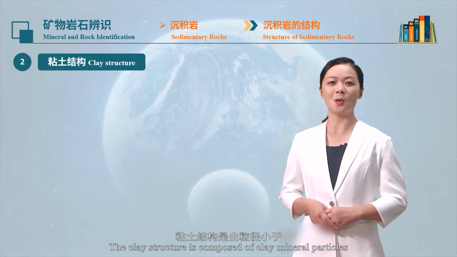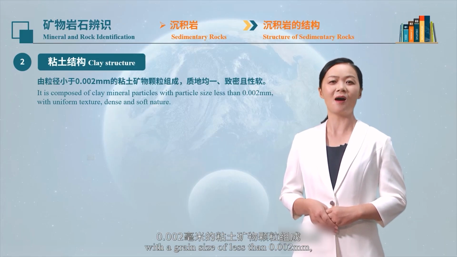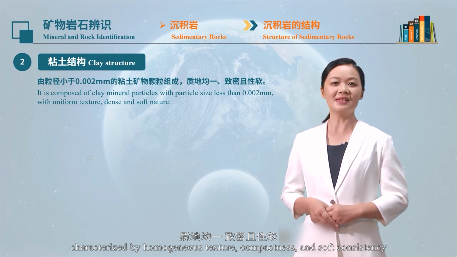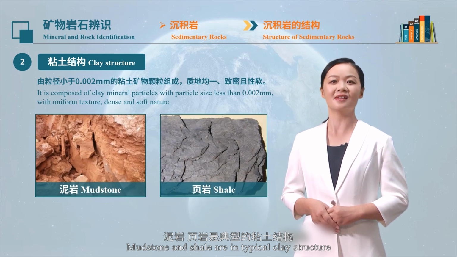The clay structure is composed of clay mineral particles with a grain size of less than 0.002 mm, characterized by homogeneous texture, compactness, and soft consistency. Mudstone and shale are in typical clay structure.